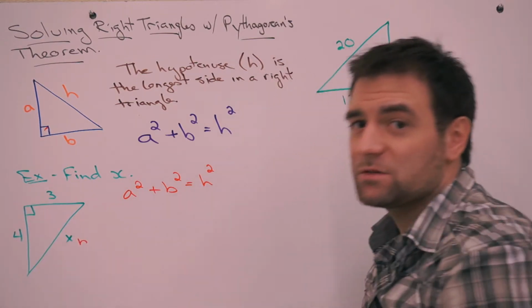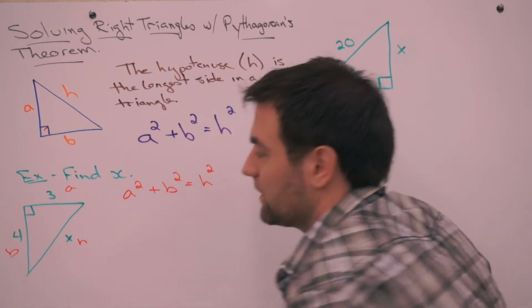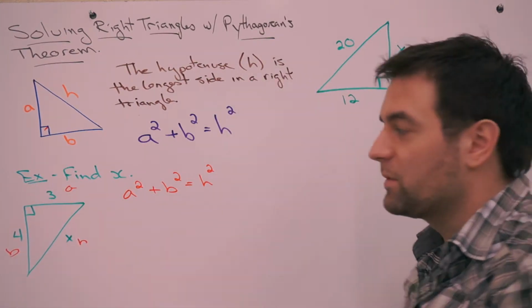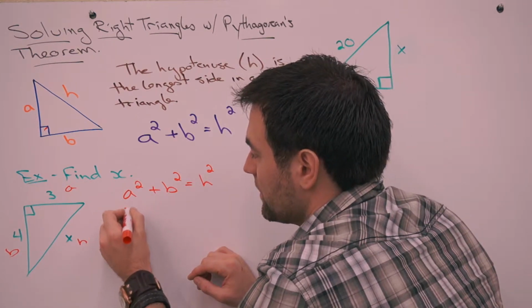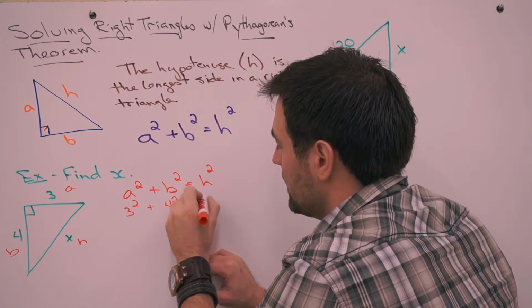And then a and b, it doesn't matter what you pick for a and b. I'm going to pick a and b here. And then I fill in my formula. So we have 3 squared plus 4 squared equals x squared.